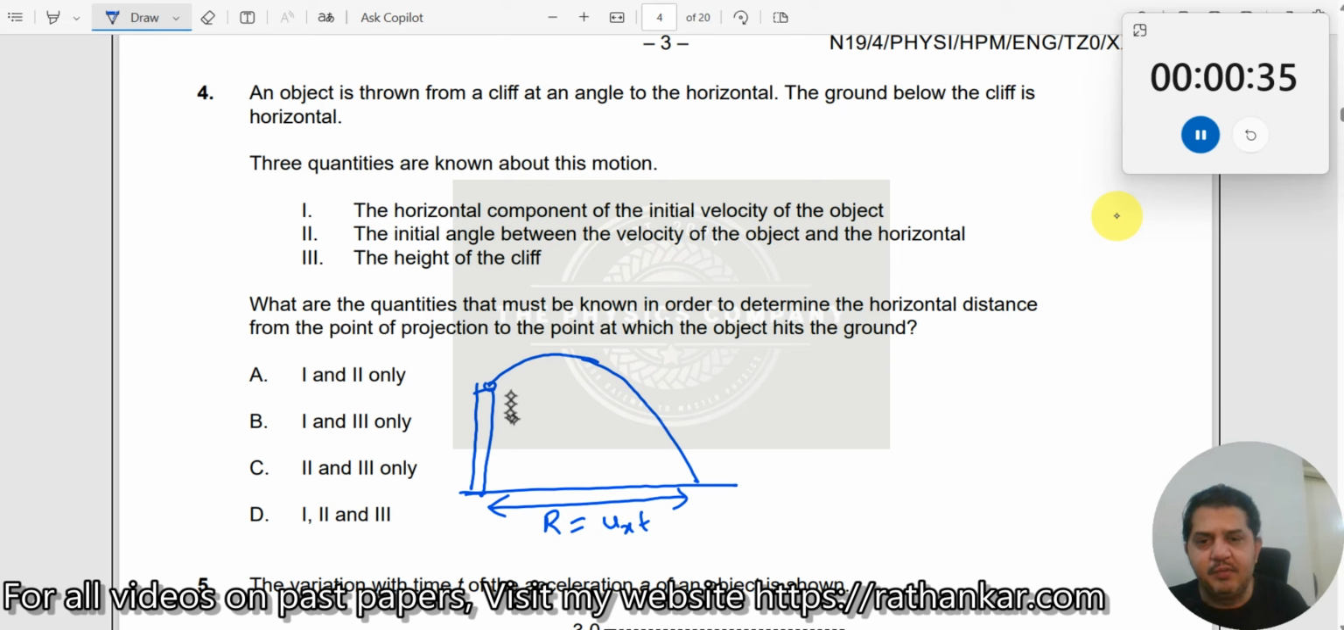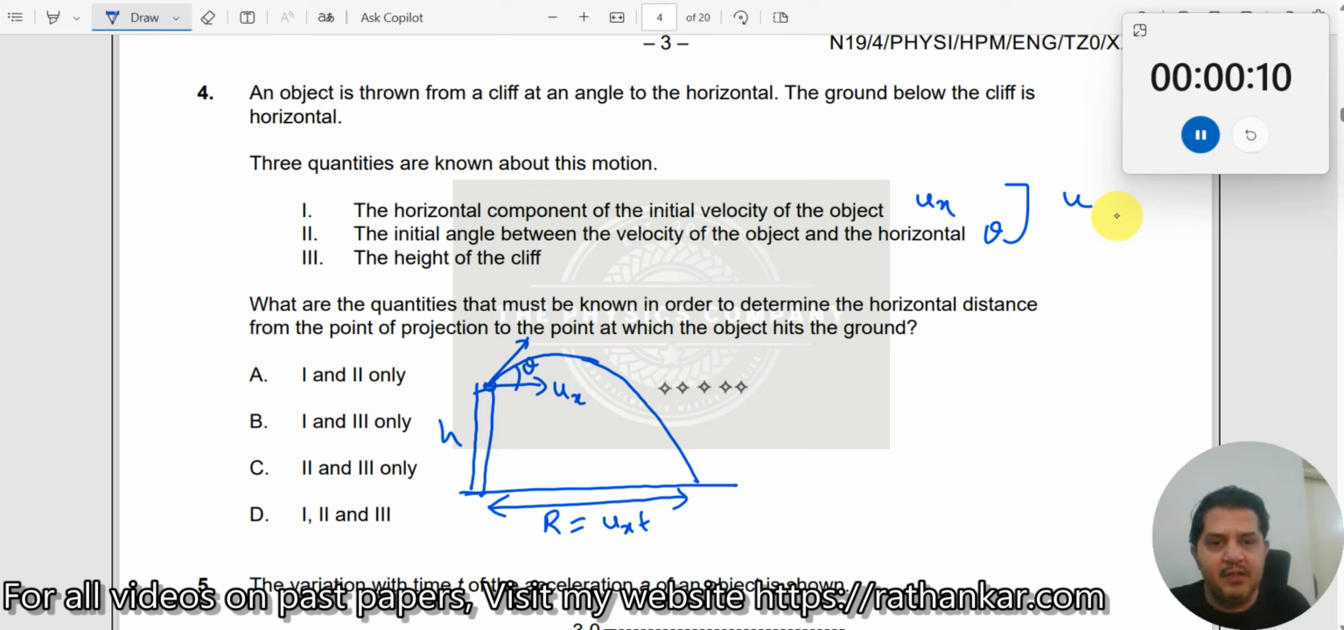What is ux? Ux is nothing but the horizontal velocity over here. What is given here? Horizontal component of the initial velocity is given. So you need ux. Initial angle between the velocity of the object and the horizontal is given. Theta is also given to you. So if ux and theta are given, you can find the value of u. Height of the cliff is given. H is given, but what is it that you need? You need the value of t here.